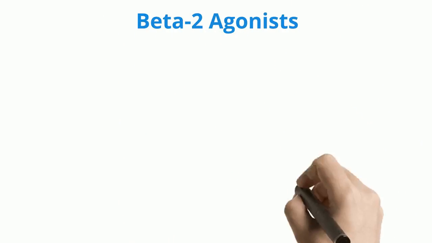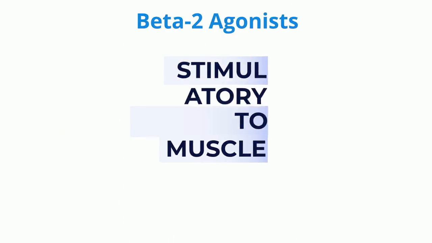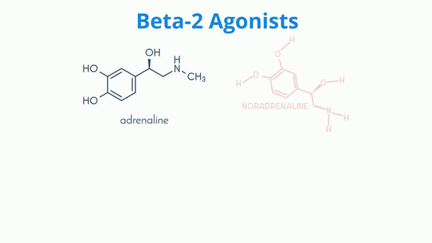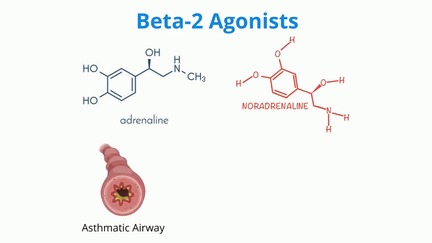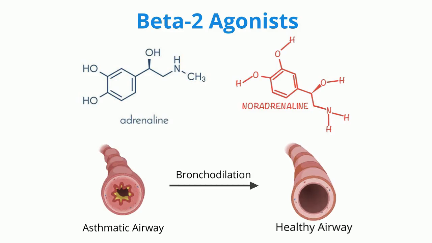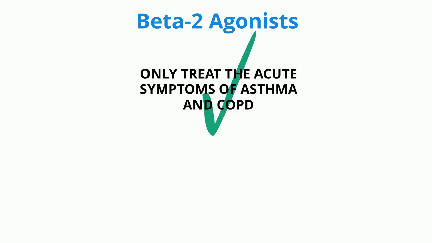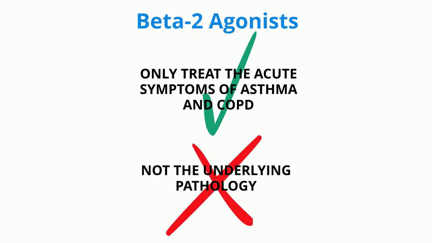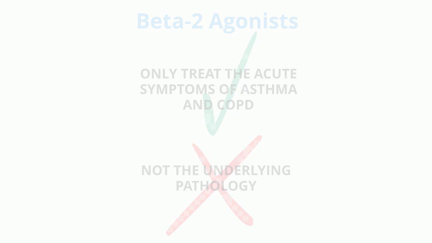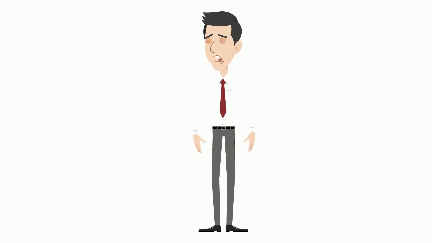Beta-2 agonists are stimulatory to muscle, mimicking the action of hormone catecholamines adrenaline and noradrenaline. They work by forcing the airway muscles to dilate during bronchoconstriction. Importantly, beta-2 agonists only treat the acute symptoms of asthma and occasionally COPD, but not the underlying pathology. To explain how beta-2 agonists work, we will see how salbutamol helps Josh during an asthma attack.